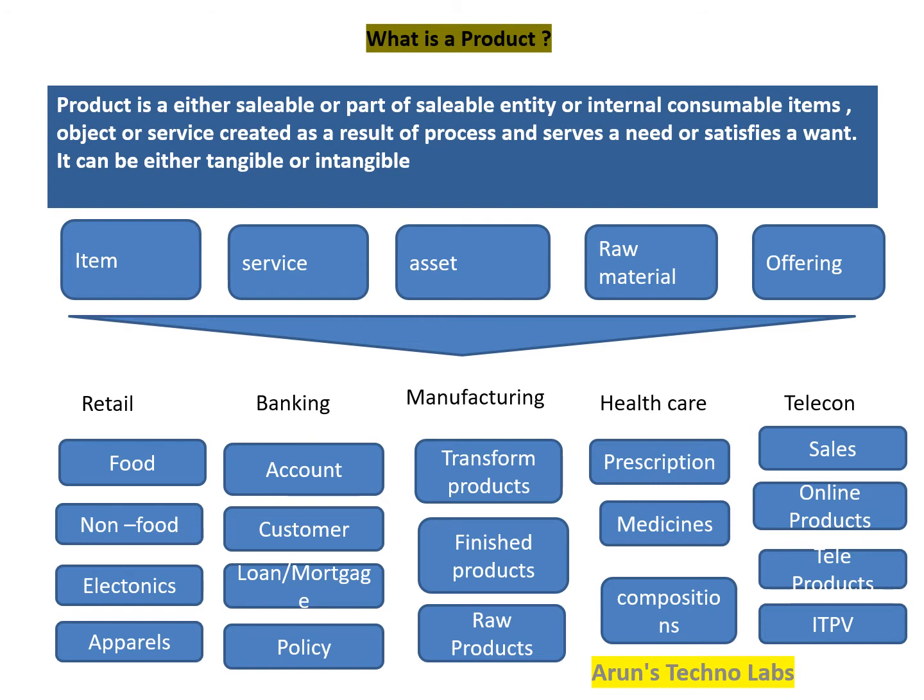These are the domains: retail, banking, manufacturing, healthcare, telecom. Food is retail, which will have food, non-food, electronics, preference. In banking, account, customer, logging. So the various data flows are generally part of master data management.